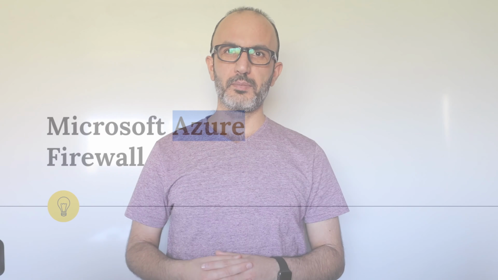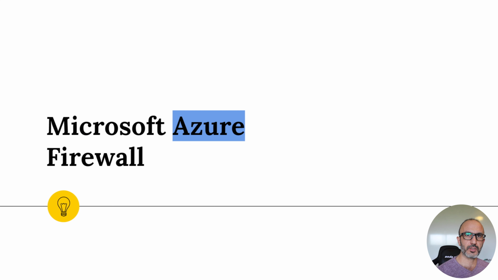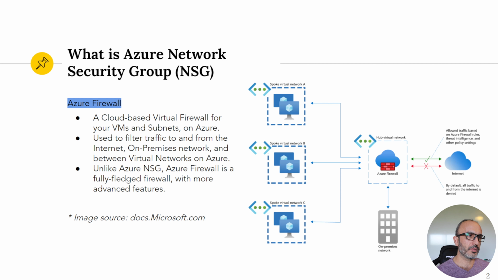So let's dive in. To start, let's first talk about Microsoft Azure Firewall. Microsoft Azure Firewall is a cloud-based virtual firewall that you could use to protect your virtual machines and subnets on Microsoft Azure. You could use it to filter traffic between your virtual networks on Microsoft Azure and to and from the internet, and also traffic from your virtual networks to your on-premises network.